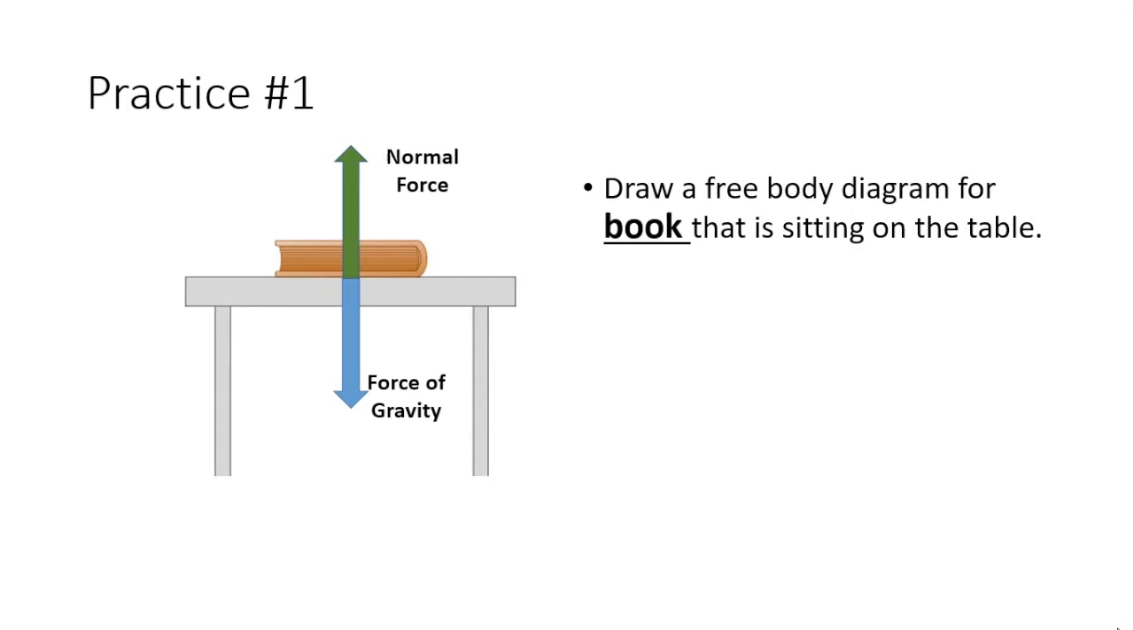We notice that this book is at rest, and because it's at rest, it means that these forces are balanced. We also can see from our photo here that these forces are balanced because the upward normal force is the same size as the downward force of gravity. So those two forces will end up canceling each other out.